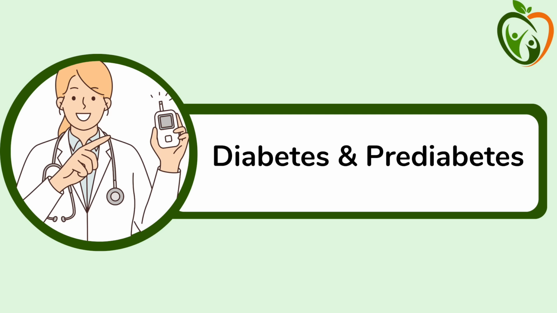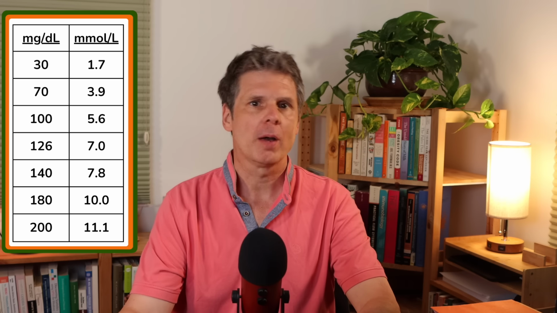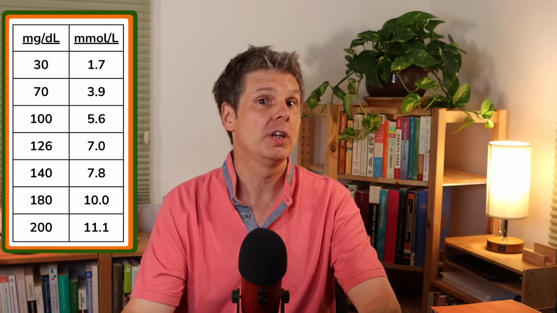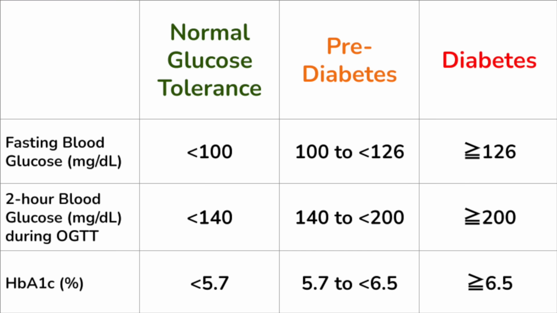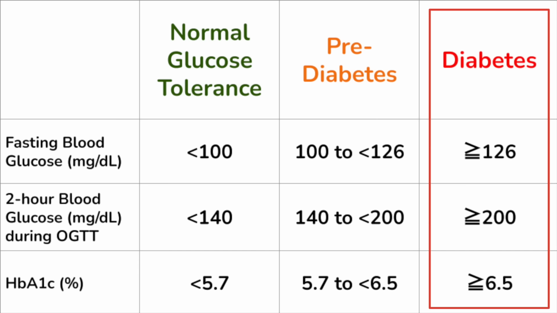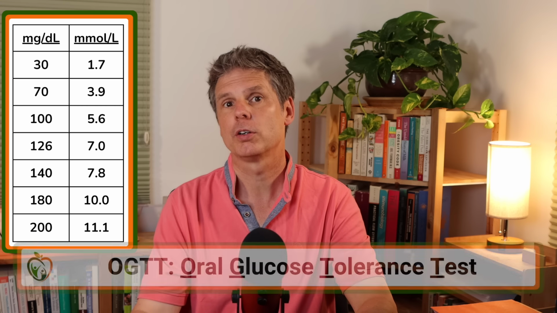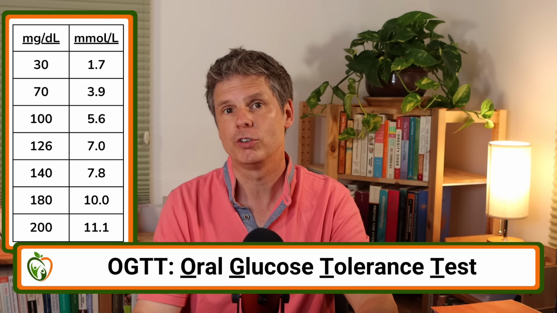Diabetes and prediabetes. If we discuss normal versus abnormal blood glucose, we must mention diabetes and prediabetes first, of course, because these are the two conditions of glucose intolerance that are clearly defined clinically. In most countries, diabetes is diagnosed if someone has fasting blood glucose of 126 milligrams per deciliter or higher, an HbA1c of 6.5% or higher, or blood glucose concentrations exceeding 200 milligrams per deciliter exactly 2 hours after drinking a beverage containing 75 grams of pure glucose as part of an oral glucose tolerance test, or OGTT.